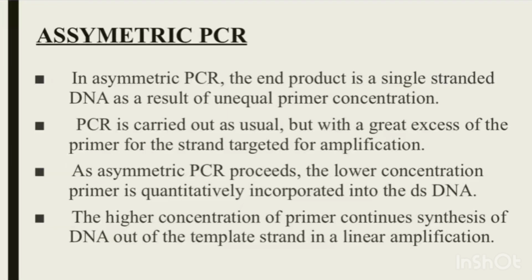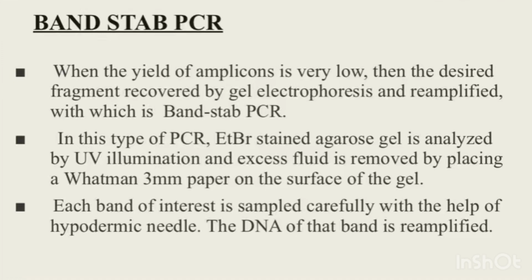So coming to the next type of PCR is asymmetric PCR. In asymmetric PCR, the end product is a single-stranded DNA as a result of unequal primer concentration. The PCR is mainly carried out as usual, but with a great excess of primer for the strand targeted for amplification.